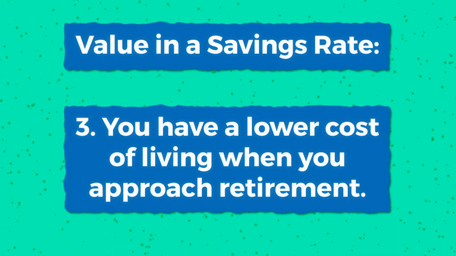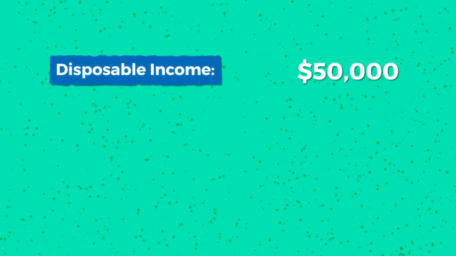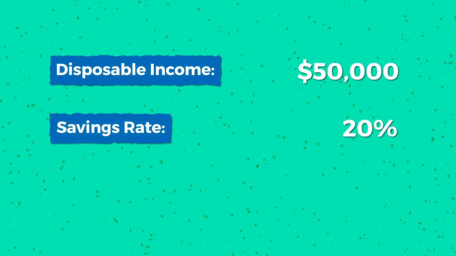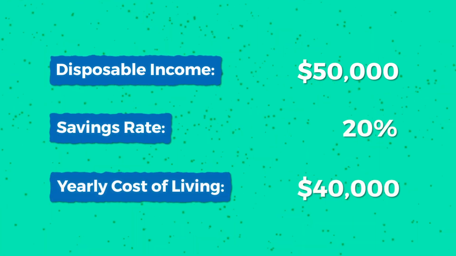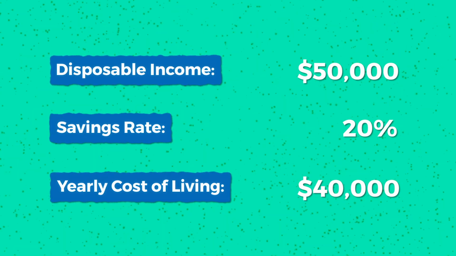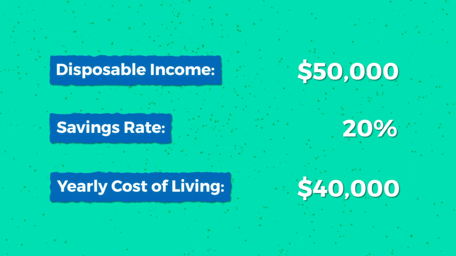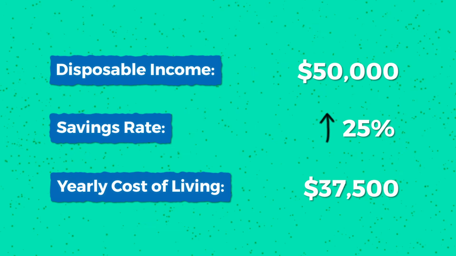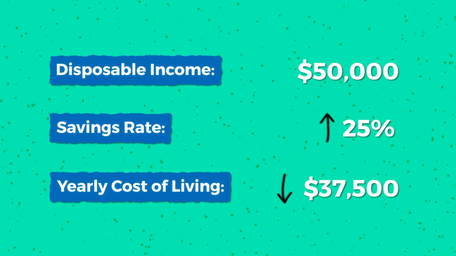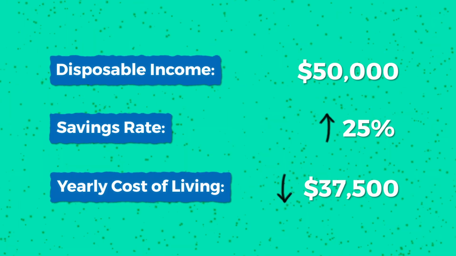For example, if we look back into our previous scenario, our person had a disposable income of $50,000. However, our person had a savings rate of 20%, which means that they were comfortably living off of $40,000 a year. So what happens when we increase the savings rate from 20% all the way to 25%? Instead of living comfortably on $40,000, now our person is living comfortably on $37,500. This means that the total amount the person needs to retire has gone down while their savings rate has gone up.